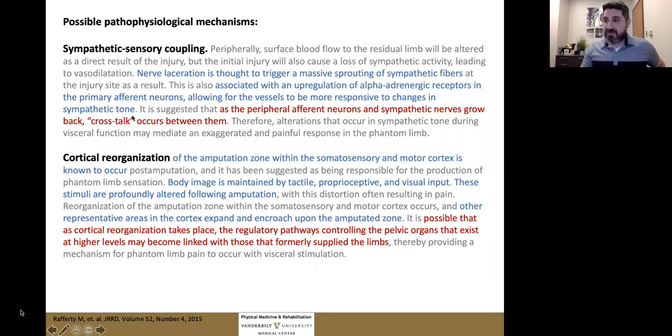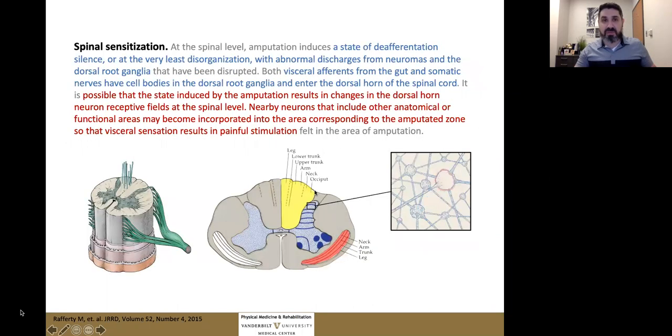And again, let's say you're straining, you're emptying your bladder, vascular sympathetic tone changes, then you start feeling it. The peripheral afferent neurons and sympathetic nerves grow crosstalk between them. So this could be one of the mechanisms. Cortical reorganization, we've spoken about. It's possible that cortical reorganization takes place. The regulatory pathways controlling pelvic organs that exist at higher levels become linked with those that formerly supplied the limbs. So this is a top-down disinhibition.